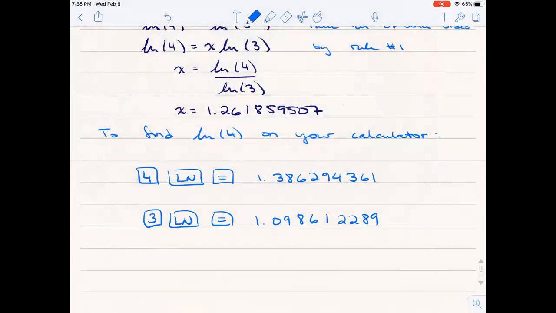So what I did here was I had 4 ln divided by 3 ln equals. Just trying to write out my calculator. Oh, is it? Are you getting a different number? Same, 1.2.